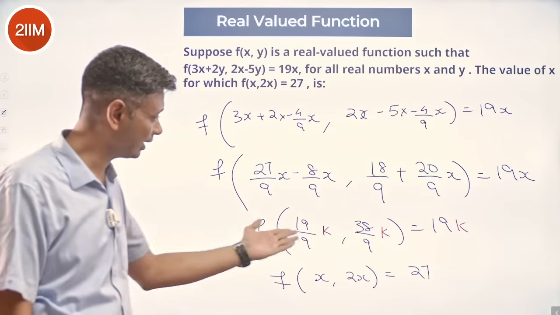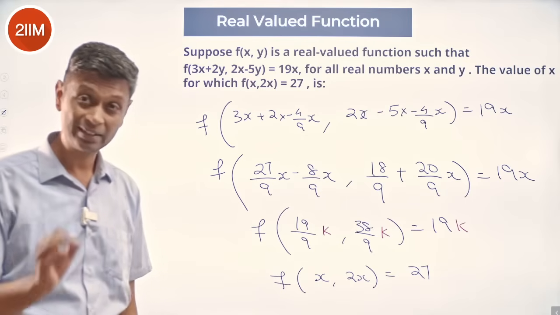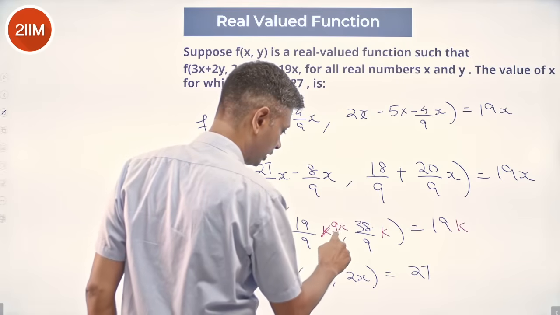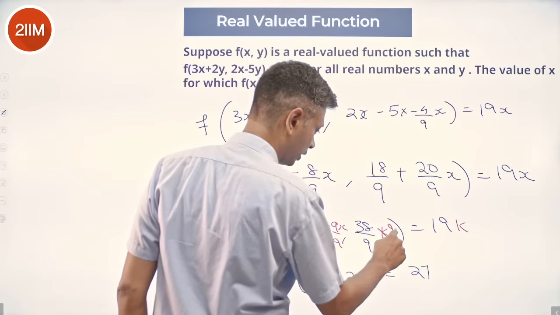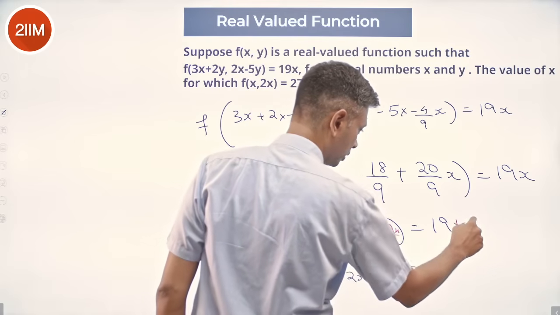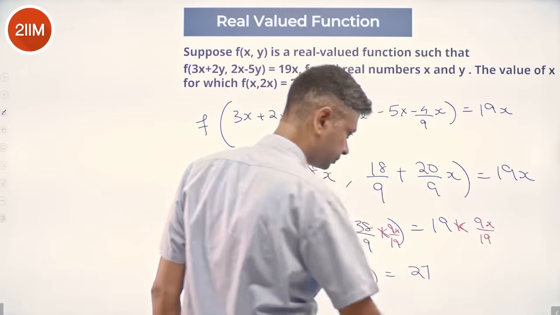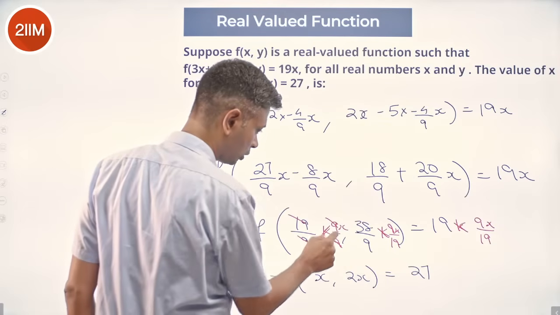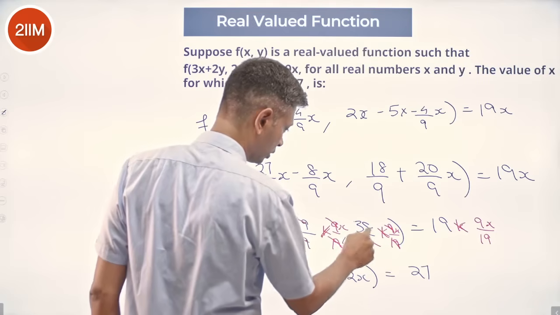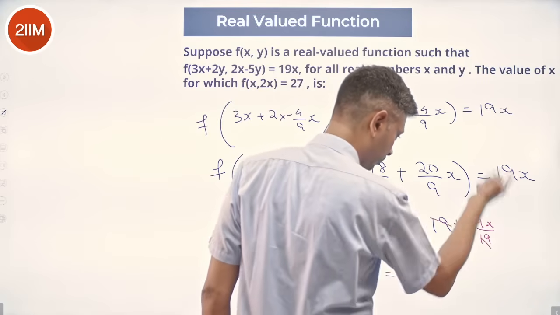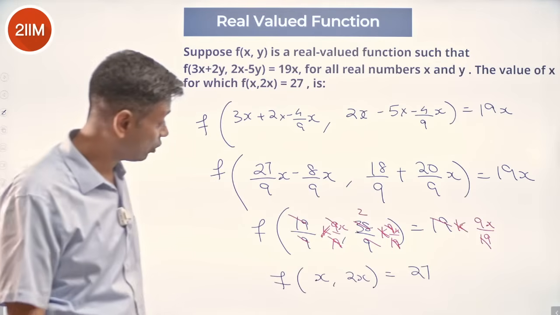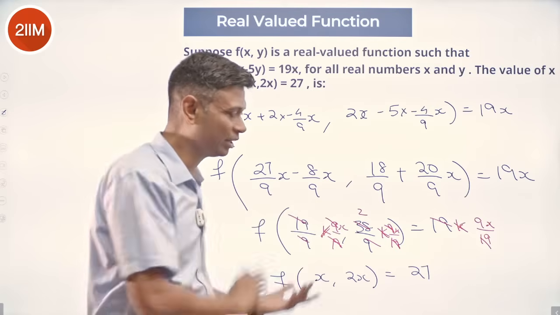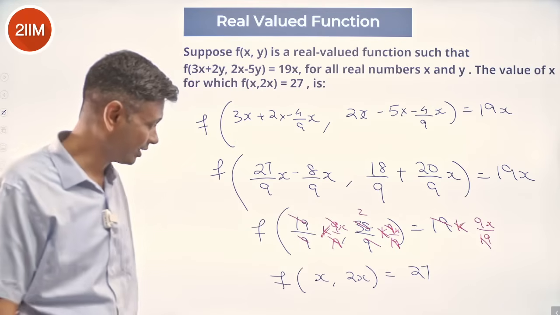Why am I doing this? Because I'll get f of x comma 2x. K is 9x by 19. So 9x by 19 into 19 by 9 gives 1, and 9x by 19 into 38 by 9 gives 2. So this goes away, this goes away, this is 2, and we get 9x. We get f of x comma 2x is 9x. It's reframing that equation.